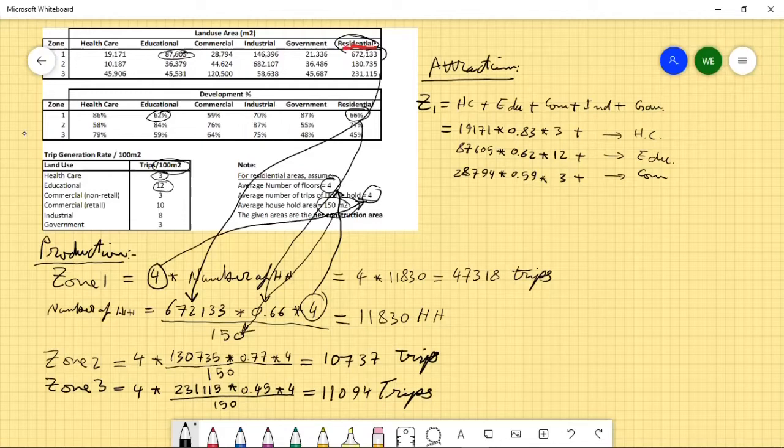Okay, that's a good point, because here we have non-retail and here retail. Okay, and here it didn't say whether this is a commercial retail or non-retail. So I think we can take something in between, average. That's a good point. Thank you. What's your name? Hassan. Okay. I think here we might say we take 3 plus 10, 13. We can take 6.5. Okay. So here 6.5.